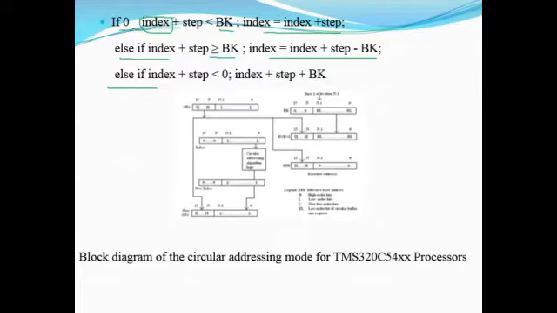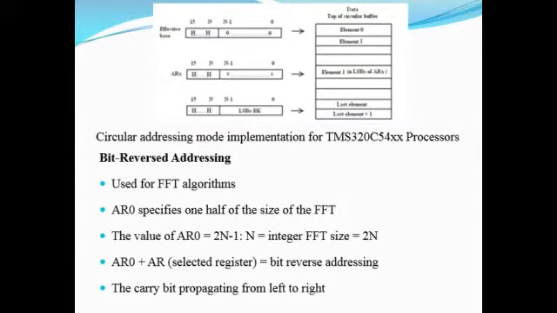So this is the structure or block diagram of the circular addressing mode of the TMS320 processor. Then, circular addressing mode implementation of TMS320. So here we can see the effective base, which has the higher order bits, and ARx, which also consists of higher order bits followed by the number of bits, 0 to n-1 bits. Similarly, these are the higher order bytes and these are the lower order bytes.